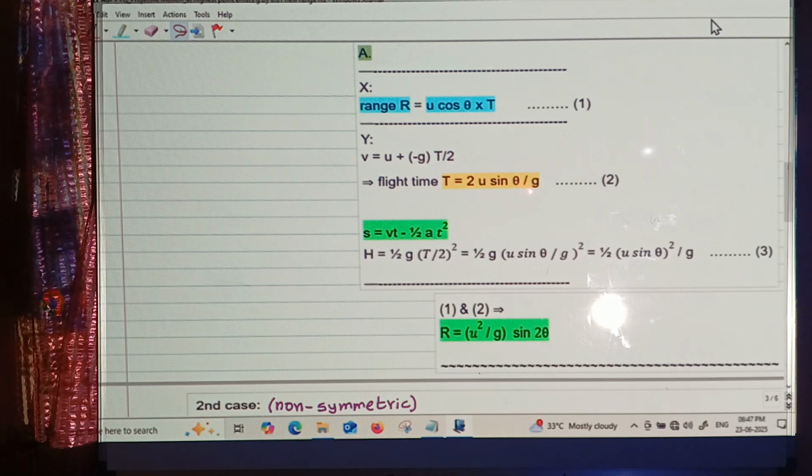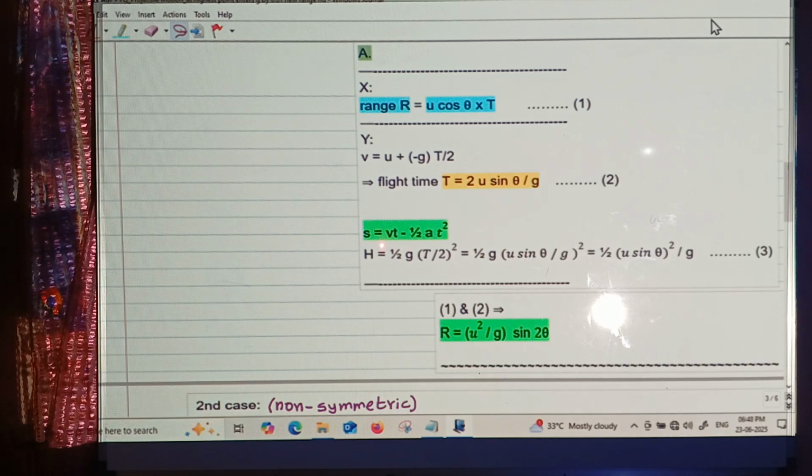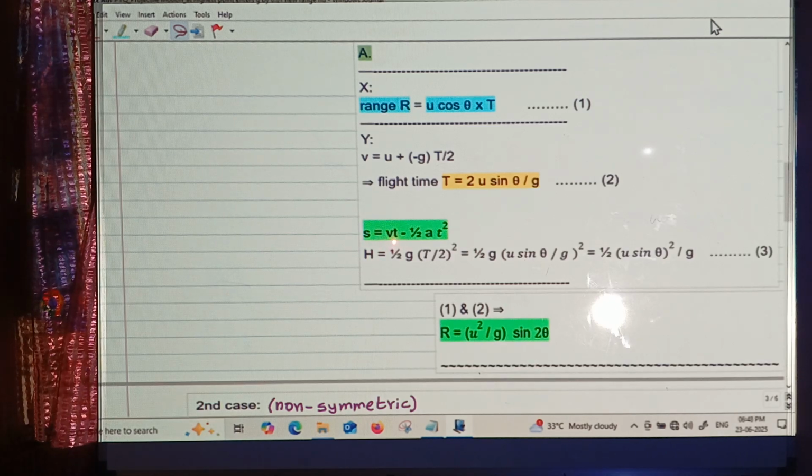So if you remember this formula, you can straight away use it. And h I can reconstruct like this: h is equal to vt minus half at square between the ground point and the maximum height point. So displacement is h, and v at the maximum height point is 0, acceleration is minus g, and time is t by 2, the time to go from ground to the maximum height point. So from this, get the height as half u sin theta square by g. Range, I have to use this flight time here. So you'll get u square by g sin 2 theta. This is the standard formula. If you remember this, you know how to derive these things. So this is the range in the first case.